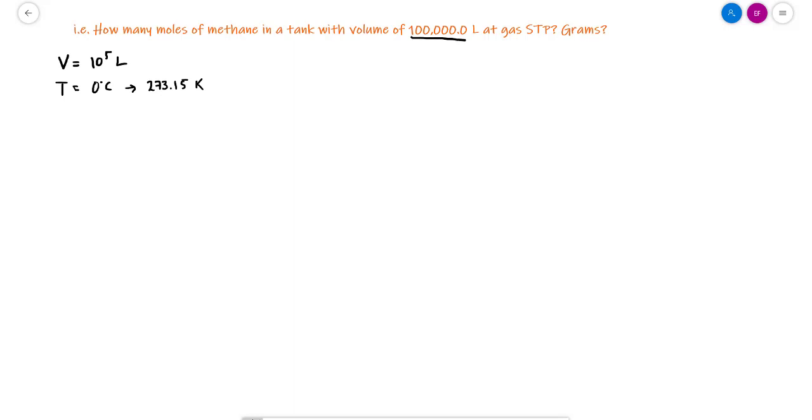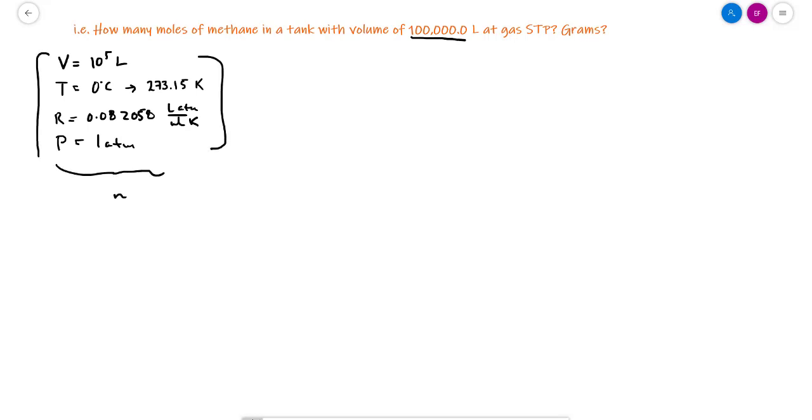We know that the gas constant here is 0.082058 liter atmosphere per mole Kelvin. And we also know that the pressure is going to be 1 atm. So that's what we know. Pretty straightforward, plug and chug. We can solve for n, the number of moles. So PV equals nRT. Solve for n.